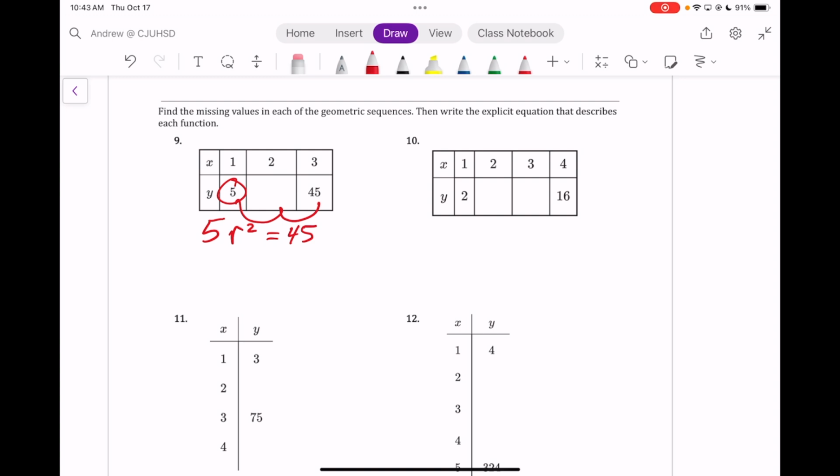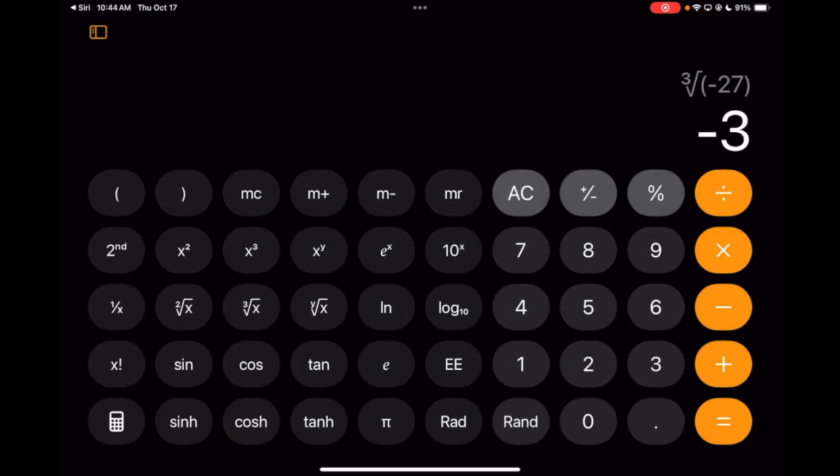So this is a lot like a one-step equation. It's going to divide by 5, but we're going to have to do one extra step. The extra step is we're going to need to find the square root of 9. Or in other words, we're going to need to take the square root of both sides of the equation. So we're going to put in 9 and hit our square root button, and the answer is 3.